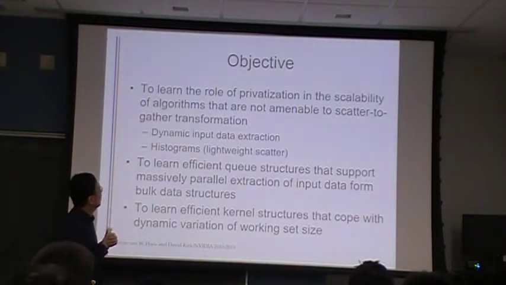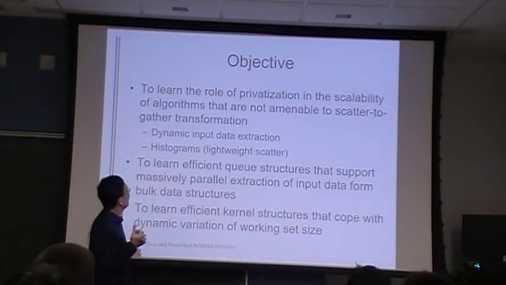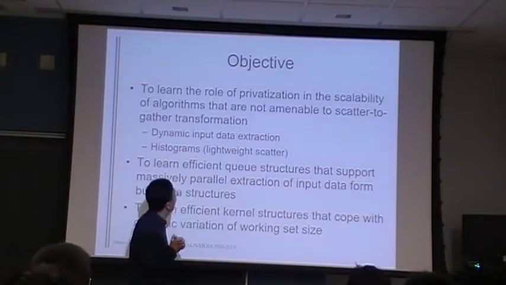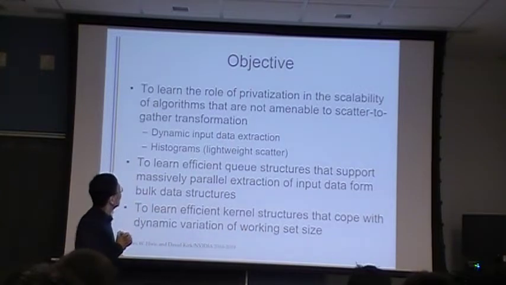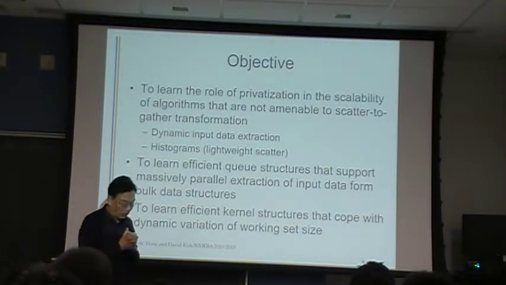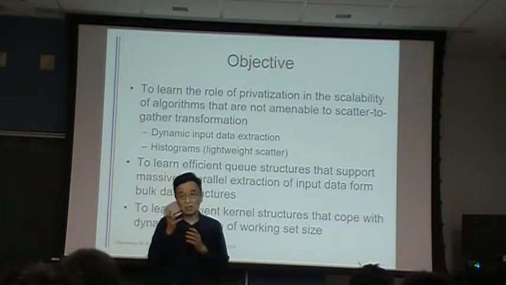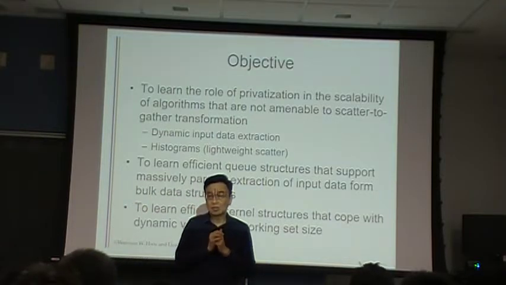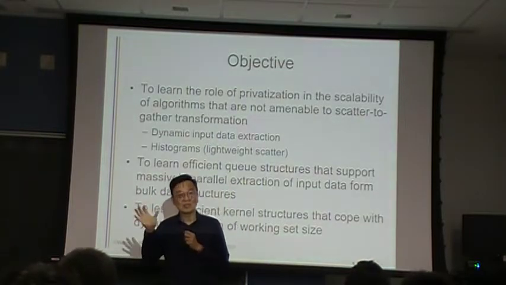So the objective here is to learn the role of privatization in the scalability of algorithms that are not amenable to scatter-to-gather transformation. So it's for dynamic input data extraction, or histograms, lightweight scatter. We already talked a little bit about this in 408 in terms of histogram, right? So that was an easy privatization.